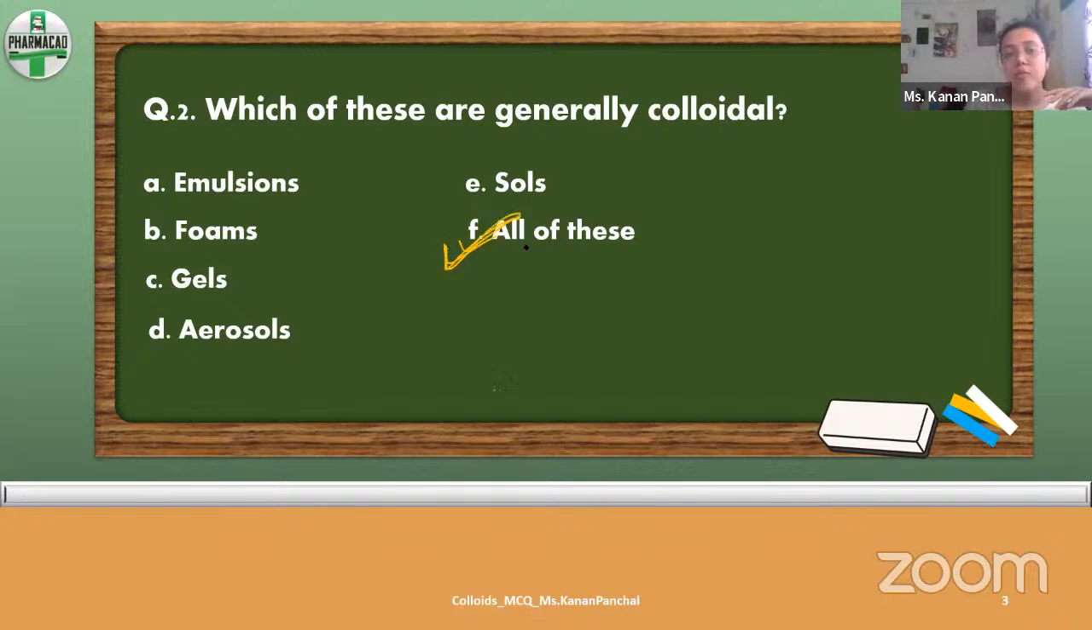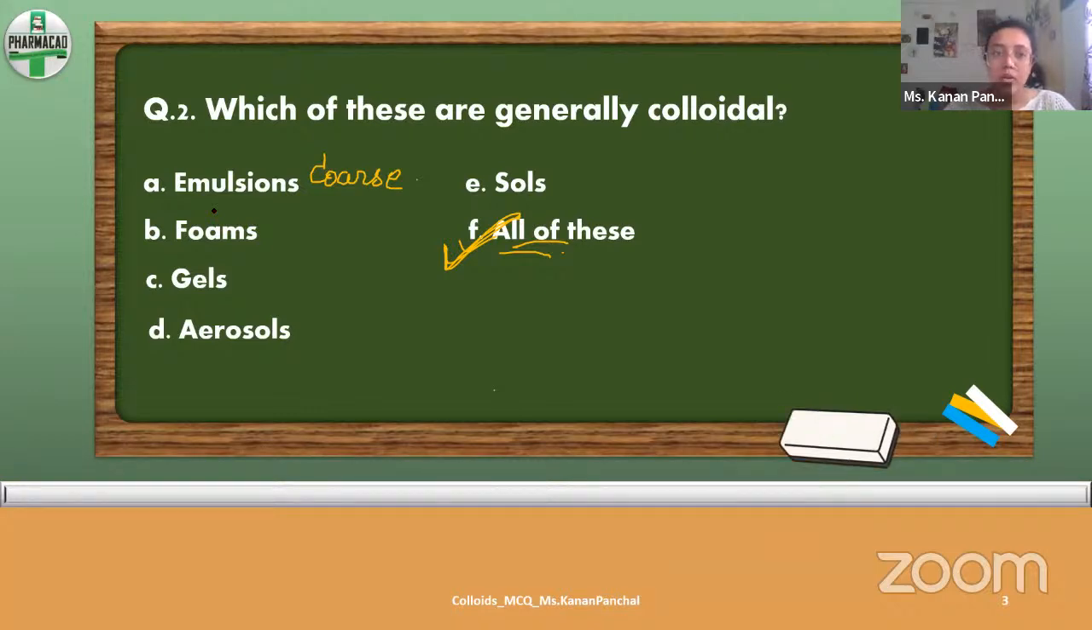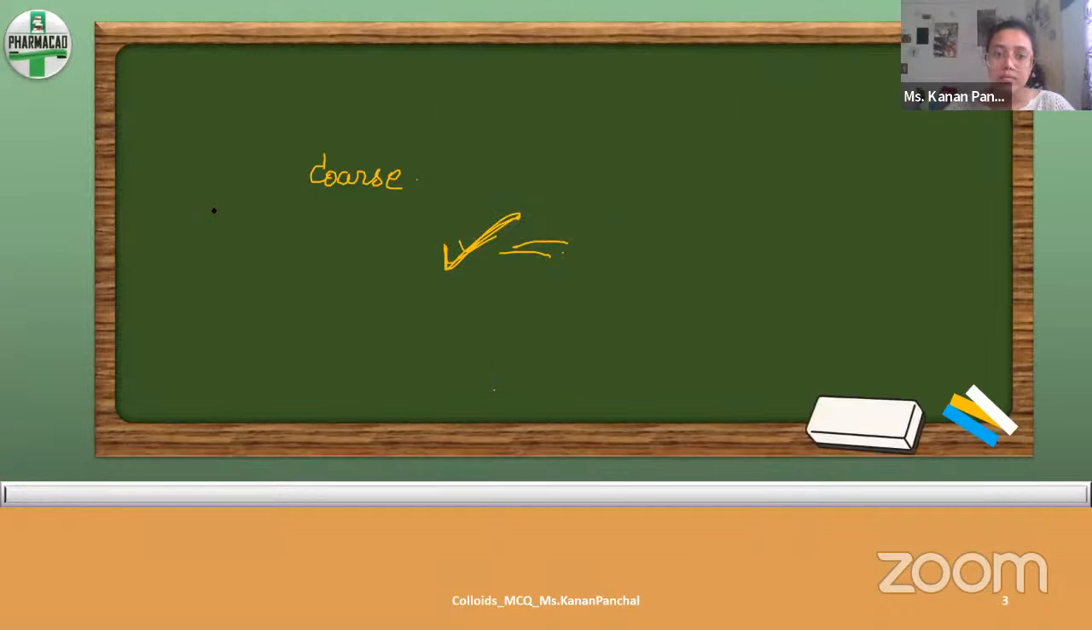All of these can form colloidal solution. Emulsions can be coarse also. They can be coarse also, but yes, they are colloidal as well. Fine. So the correct answer is all of these. Moving on to the next one.